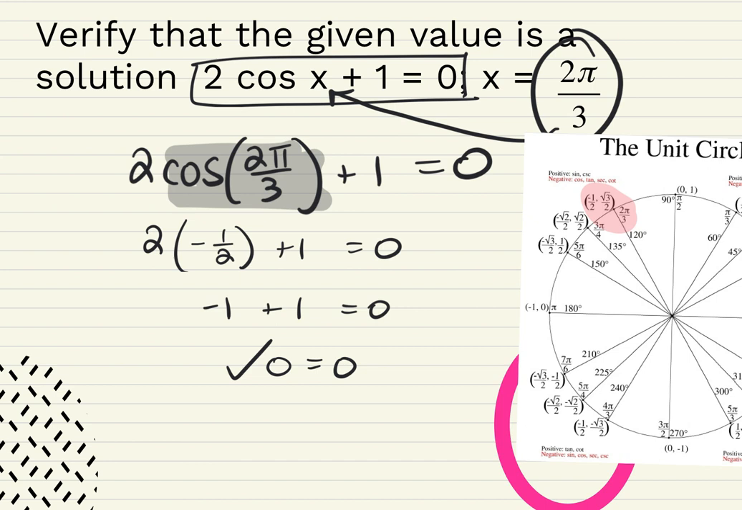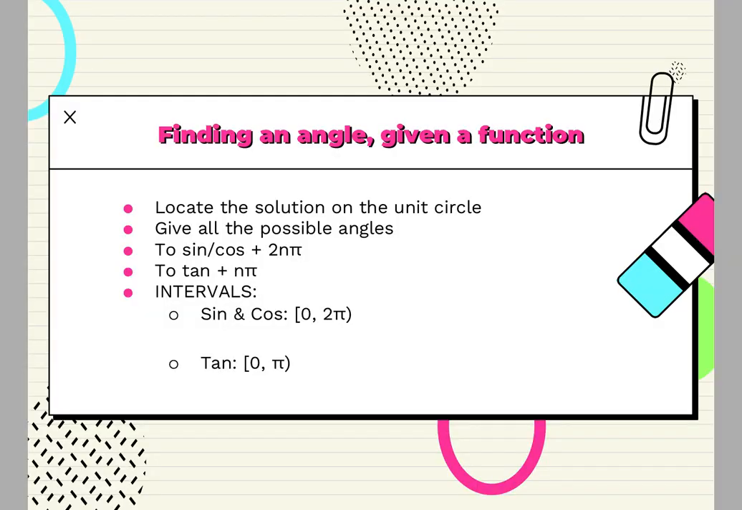Correct. So if that had said sine, then we'd use the y. It could say tangent, it could say secant, it could say cosecant. It's going to go through all of them. All right, so these are what the steps are. We're going to locate. So if it says finding the angle given the solution, we're going to locate the solution on the unit circle. And this time you're going to give all the possible angles.